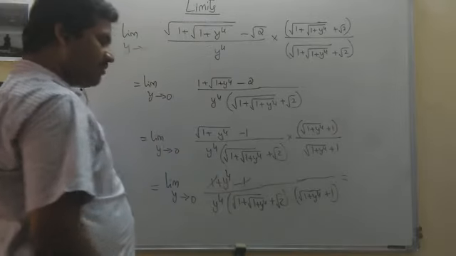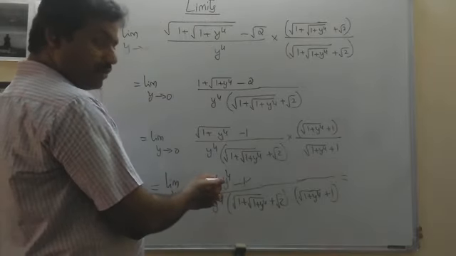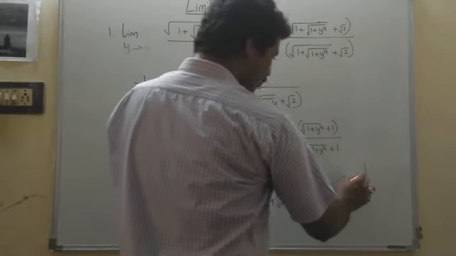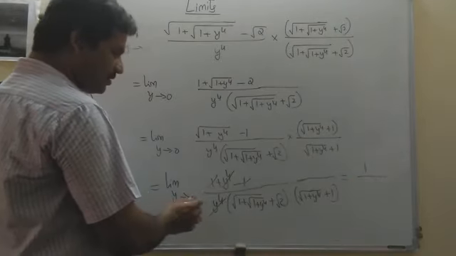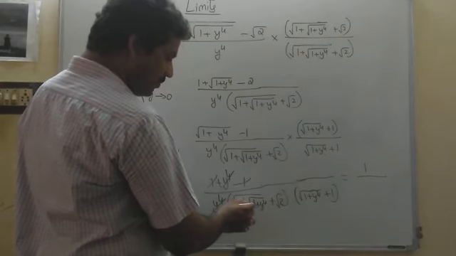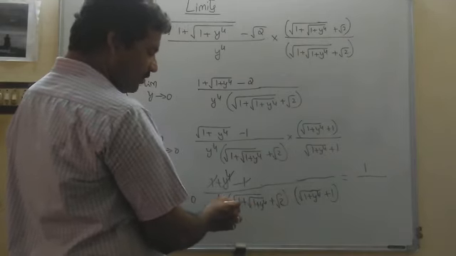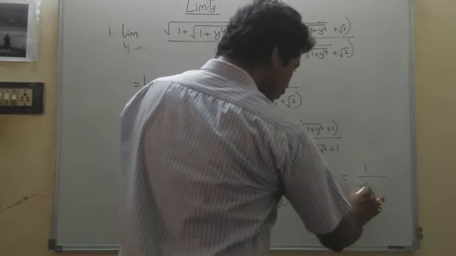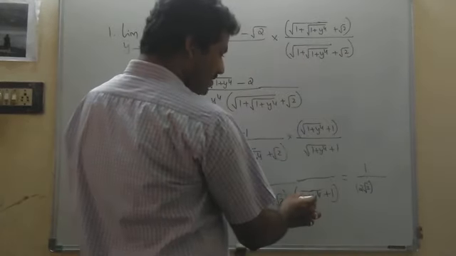1 gets cancelled. What is the value? Y power 4 by y power 4 gets cancelled. 1 by, now put y equal to 0. 1 plus 0, 1. Root 1, 1. 1 plus 1, root 2. Root 2 plus root 2, 2 root 2. 1 plus 0, 1.